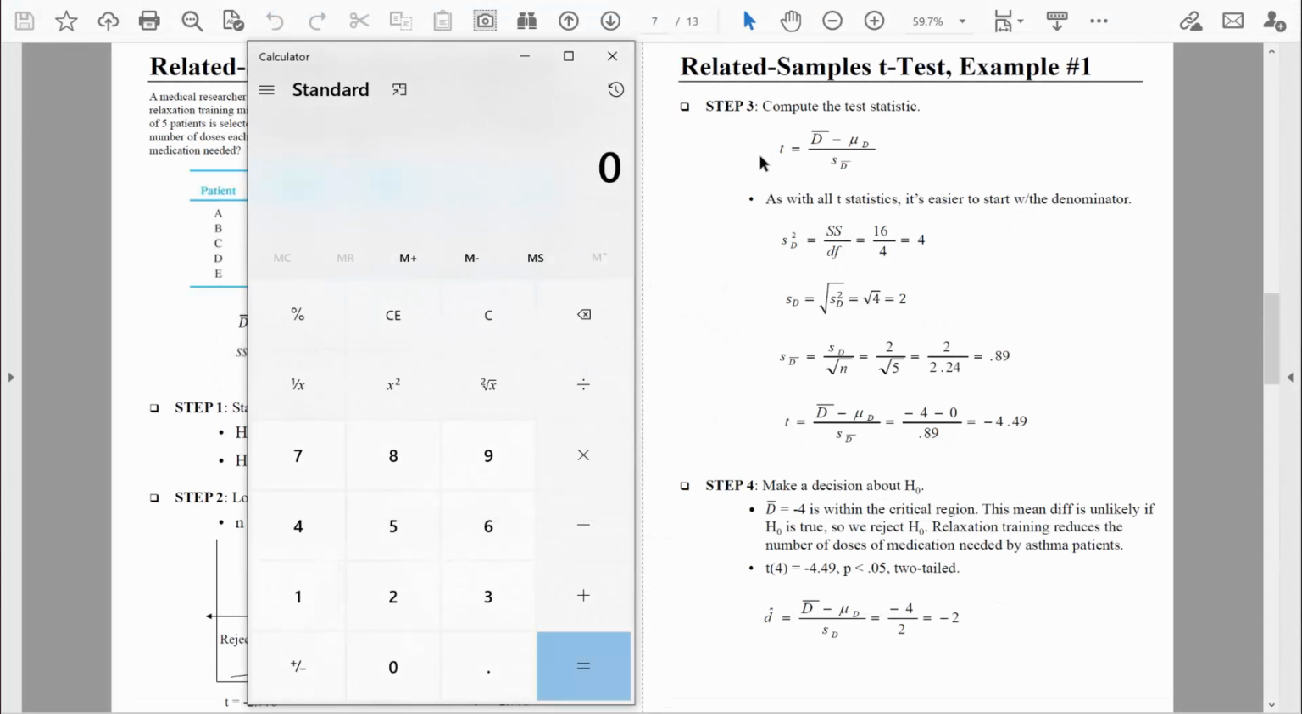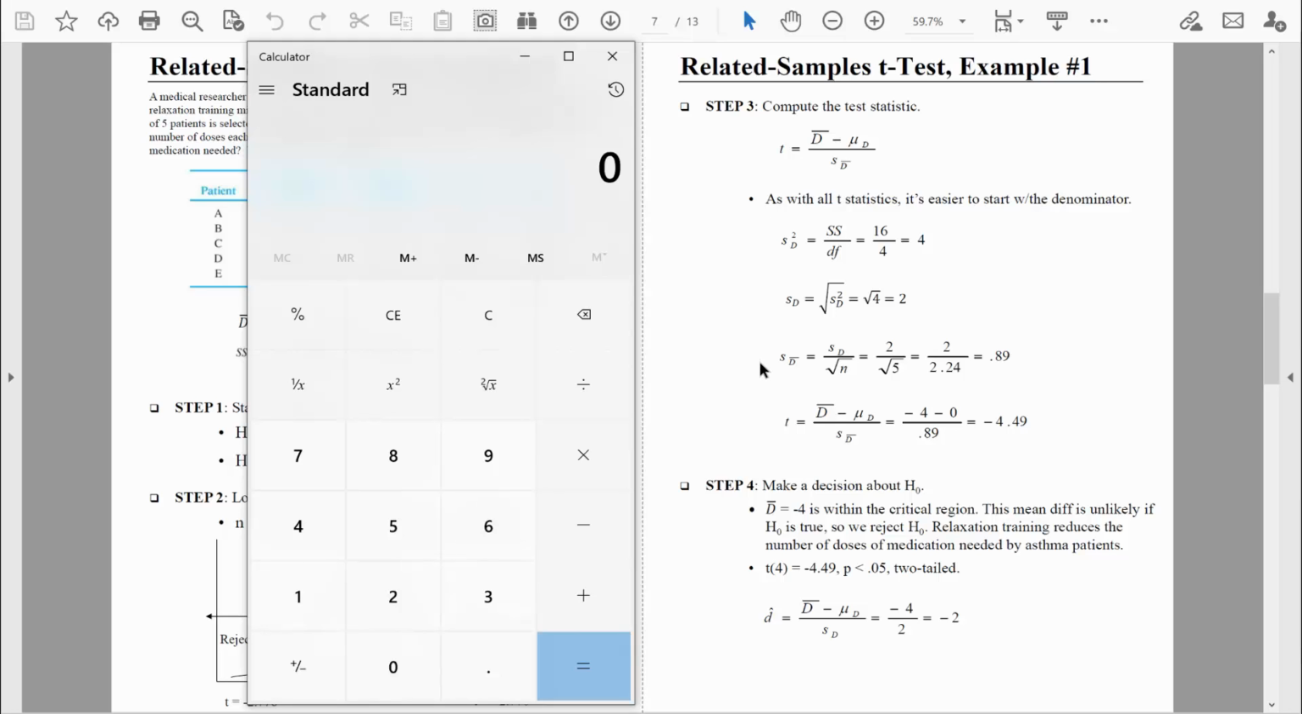Here we are at step 3, and here's the t-formula that we need to use. We already know the sample mean difference score. That's negative 4. We know that this value right here always comes from the null hypothesis, and the null hypothesis states that the population mean difference score is 0. So we know that value. What we don't know right now is the estimated standard error of the mean difference score. So let's go through our equations and figure out how we can find that.